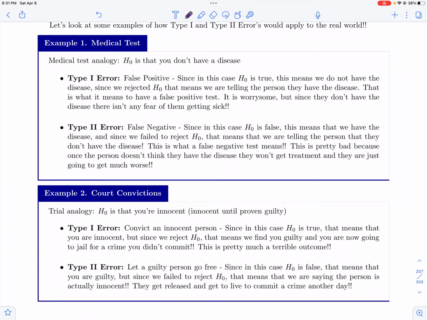So now you're going to jail for a crime you didn't commit, which again is pretty much a terrible outcome. Or the type 2 situation, they let a guilty person go free. So in this case, H naught is false. That means you are guilty. But since we failed to reject H naught, that means they think that you're innocent. And so they let you go, and you can go on and keep committing crimes until they finally catch you for something else, hopefully, in that case.